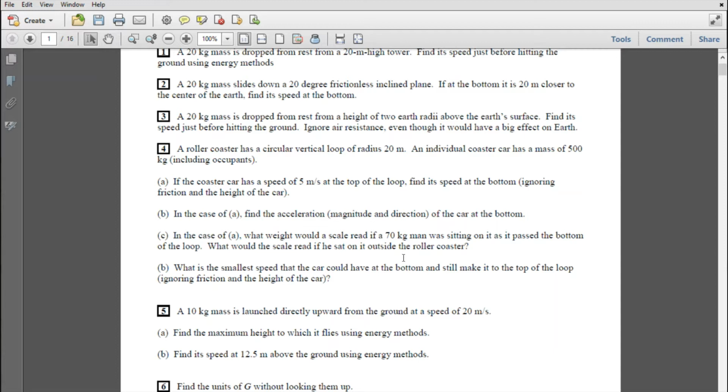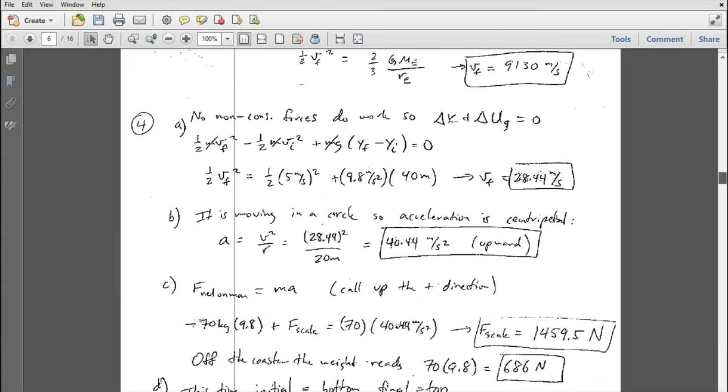So there's two questions here. As you pass the bottom of the loop, what does the scale read, and what would the scale read if you just took the same scale and stood on it normally without moving at all? That's 4C.